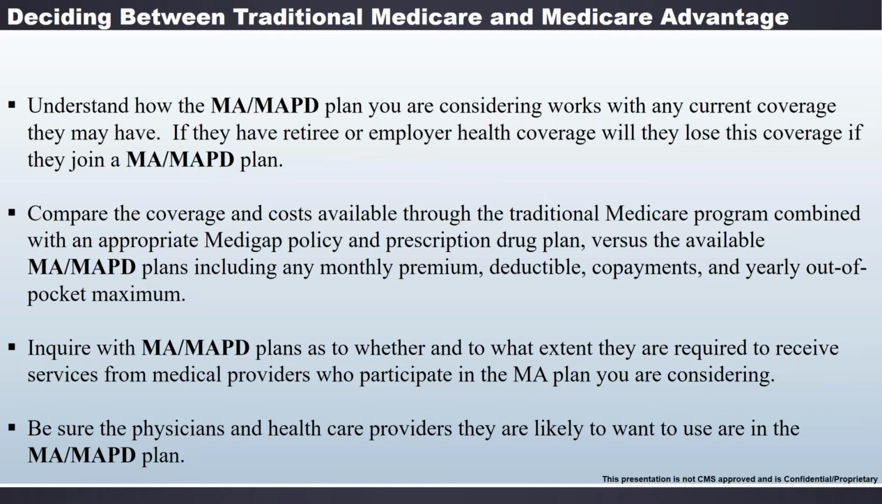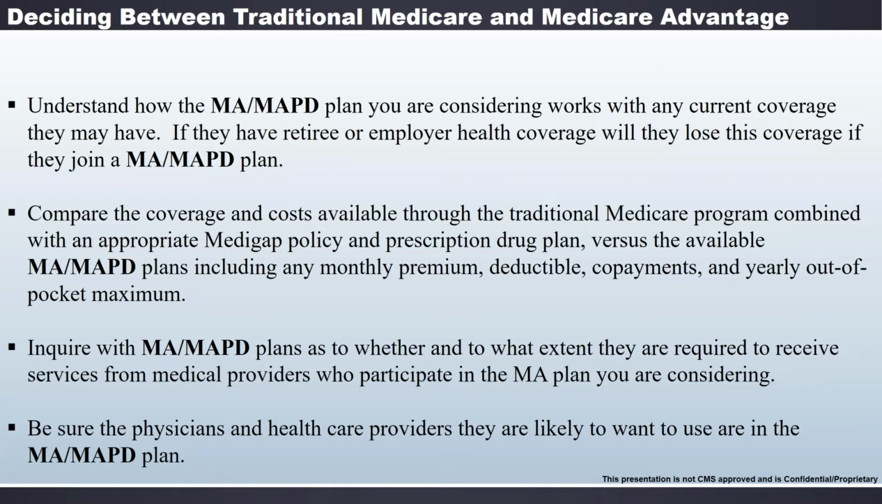Compare coverage and cost available through traditional Medicare programs combined with a Medigap policy and a prescription drug plan versus the MAPD plan, which would include monthly premiums, deductibles, co-payments, and yearly out-of-pocket maximum. Because remember, in that Medigap plan, their only liability is going to be maybe the Part B deductible and the monthly plan premium. Because everything that Medicare covers, that plan will cover, and so you don't even have to worry about out-of-pocket maximums.